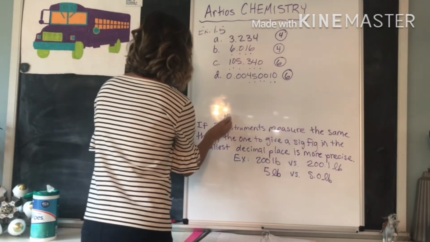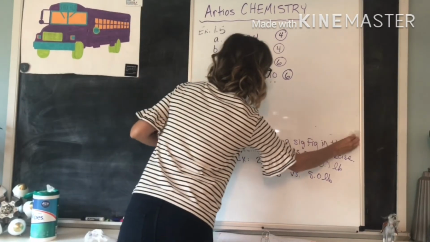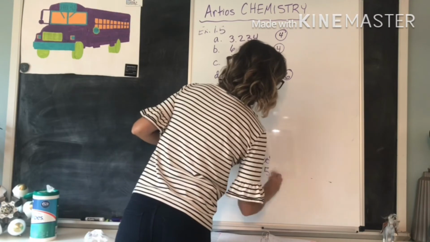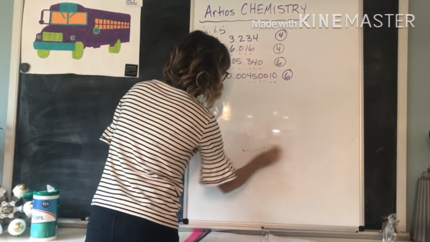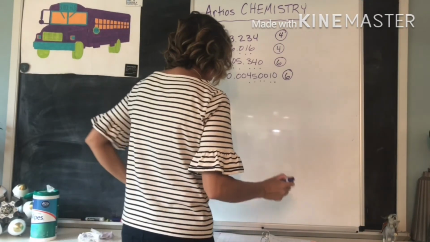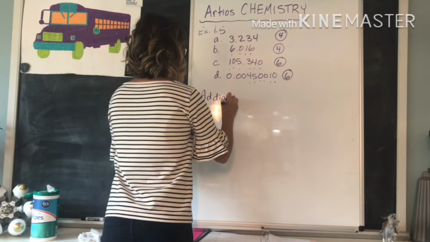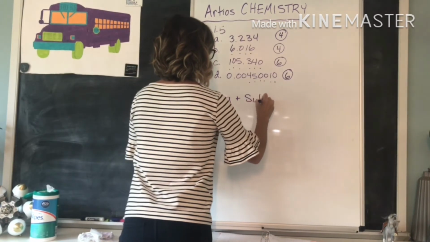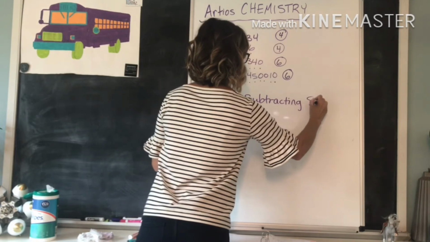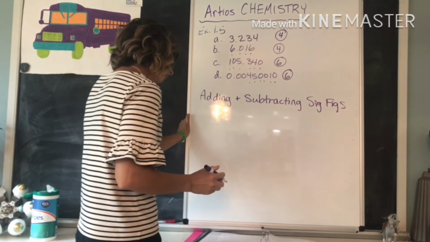All right. 2 more rules about adding and subtracting and then multiplying and dividing with significant figures, and then we are done with the first half of Module 1. Adding and subtracting Sig Figs.